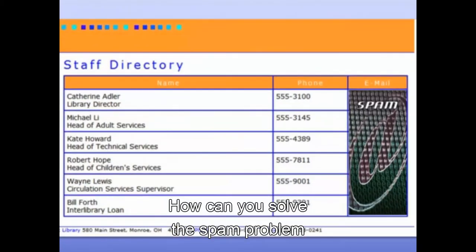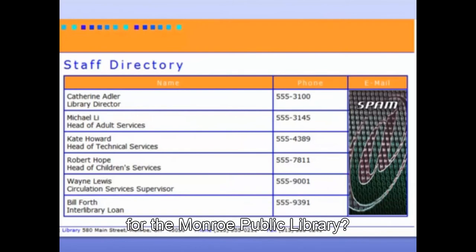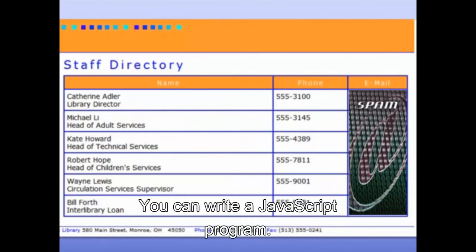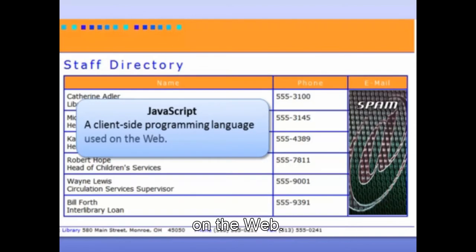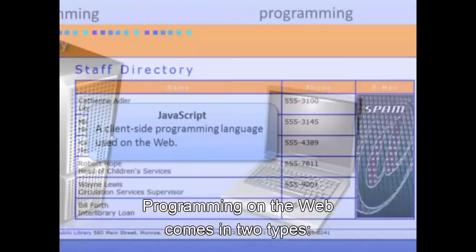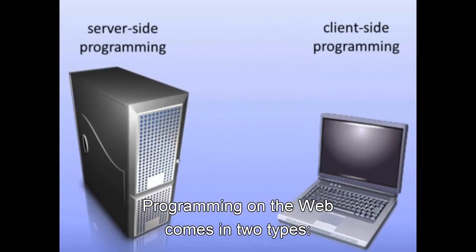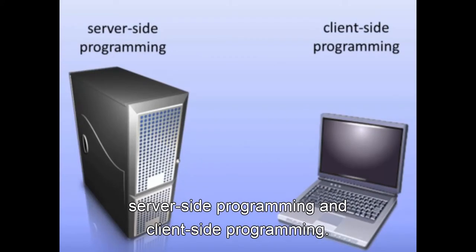How can you solve the spam problem for the Monroe Public Library? You can write a JavaScript program. JavaScript is a client-side programming language used on the web. Programming on the web comes in two types: server-side programming and client-side programming.